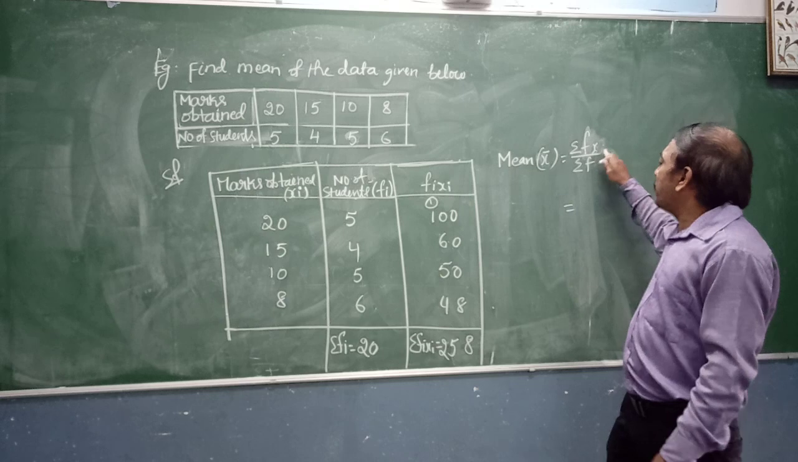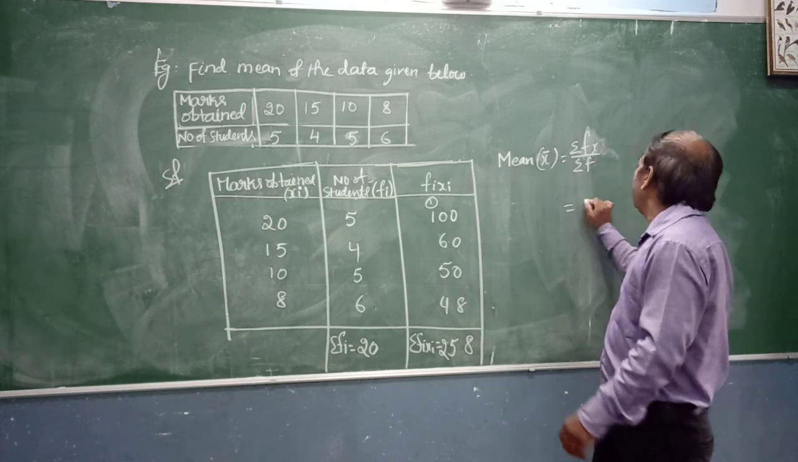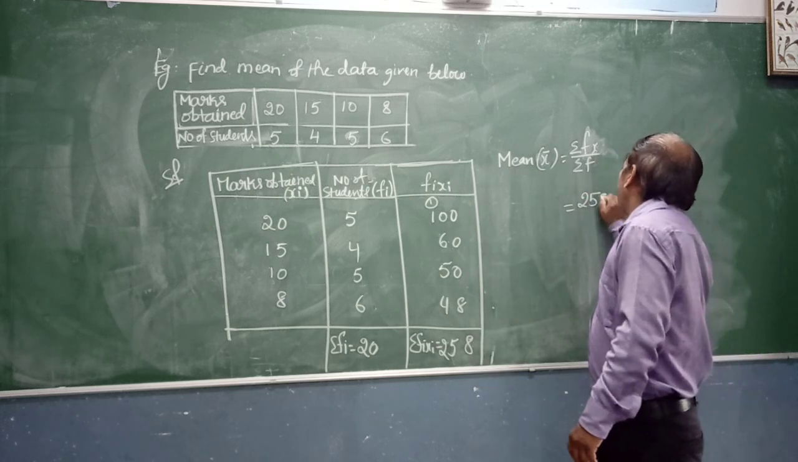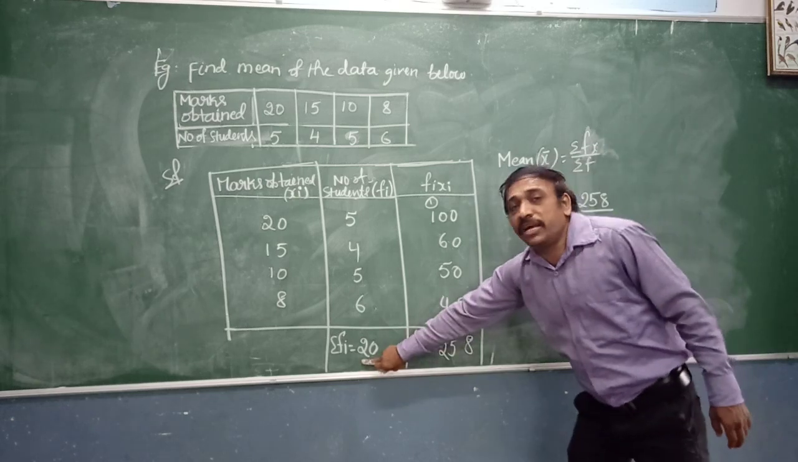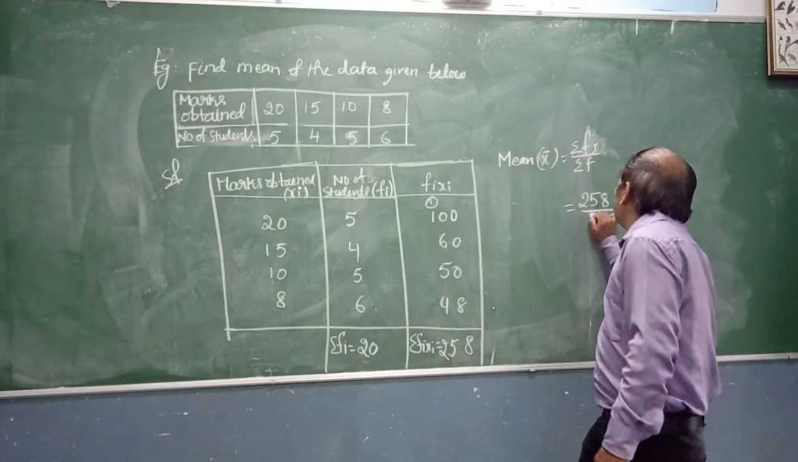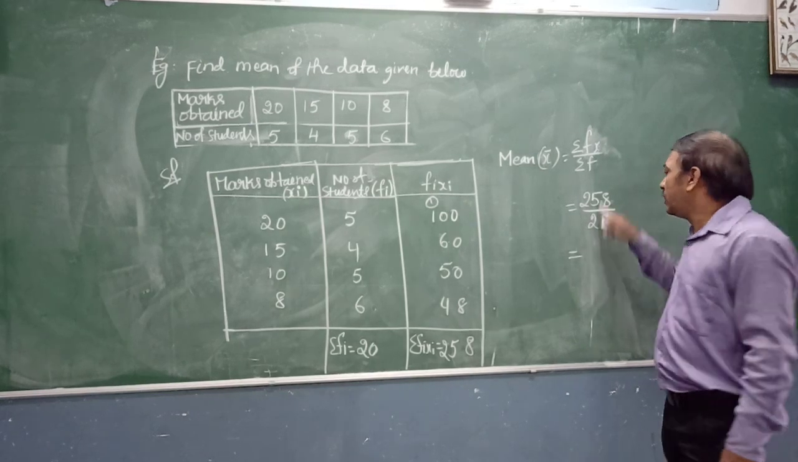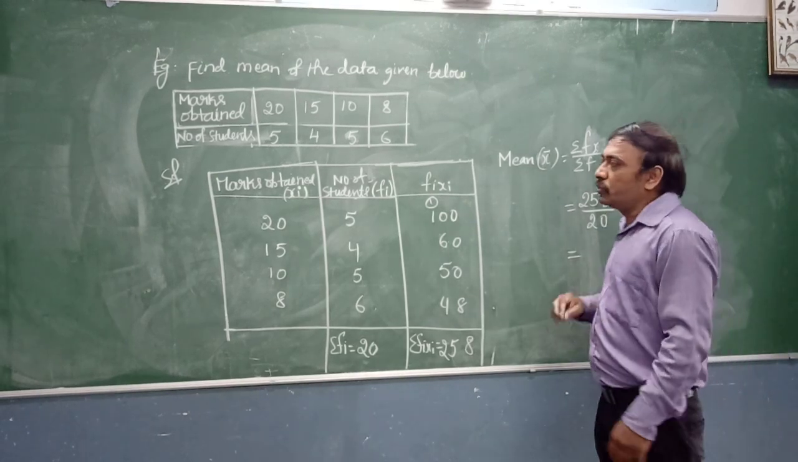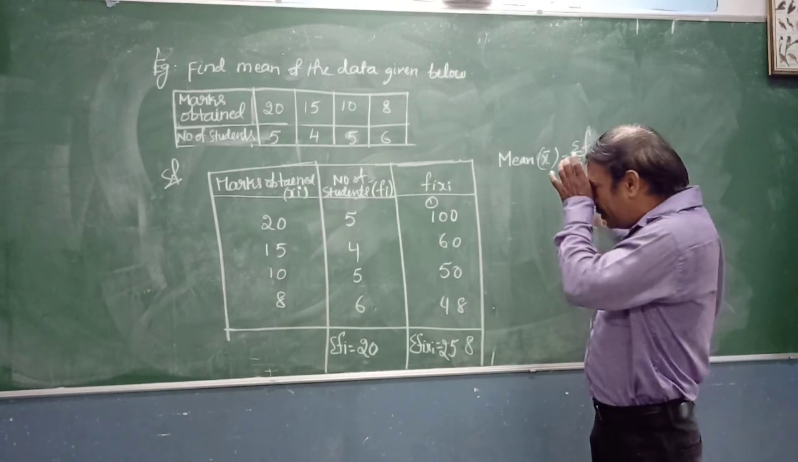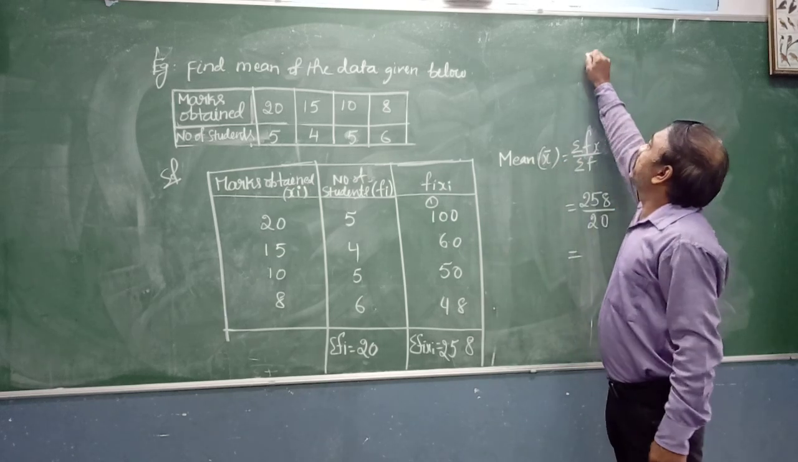So sigma fx is 258 by sigma f, that is the total frequency 20. When you divide 258 by 20, you have to do the division and convert into decimal form. Just rough work here.